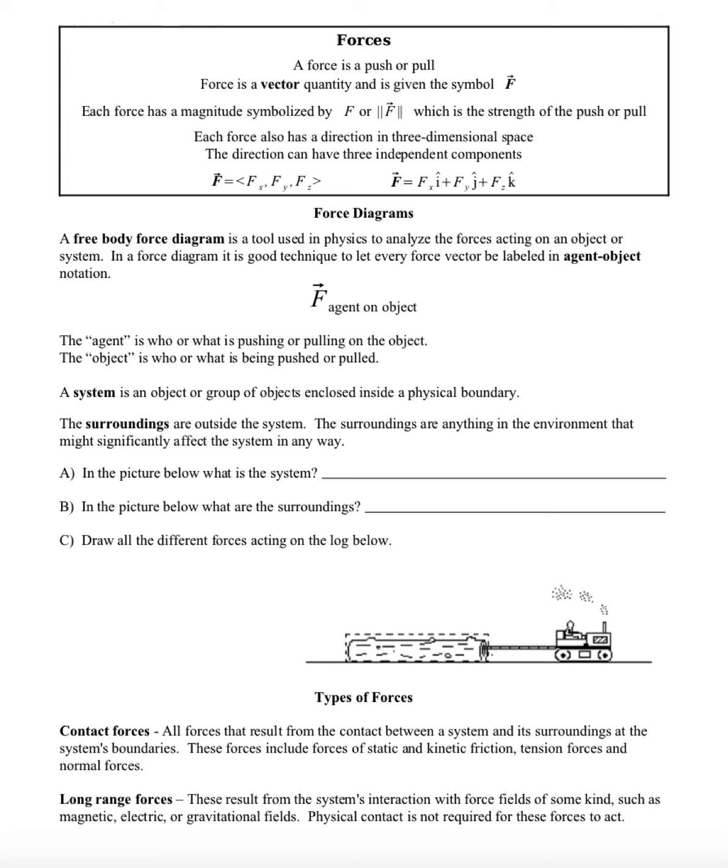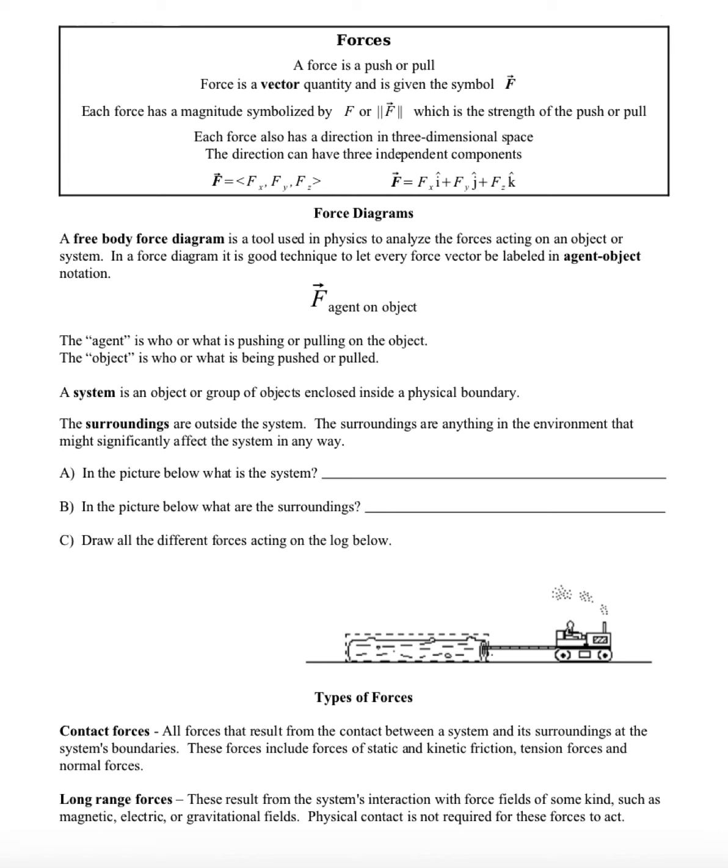The term system refers to an object or group of objects enclosed inside a physical boundary. The term surroundings refers to anything that's outside the system. It can be anything in the environment that might significantly affect the system in any way.